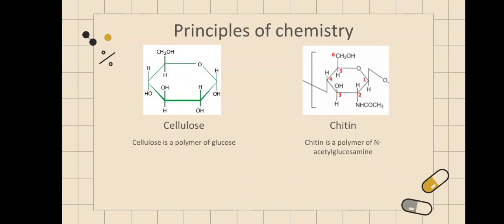So in comparison, cellulose is a polymer of glucose, while chitin is a polymer of N-acetylglucosamine. So there are just small differences in their structure, with the N-acetylglucosamine polymer replacing glucose on the chitin side.